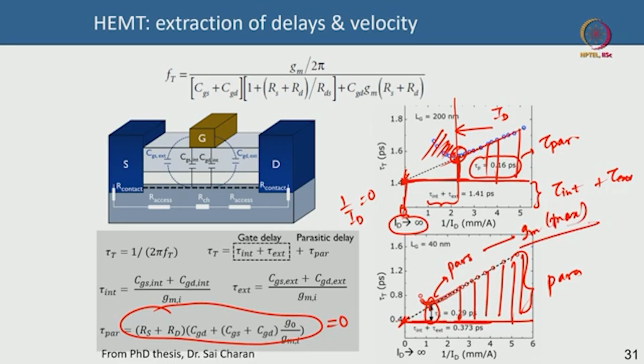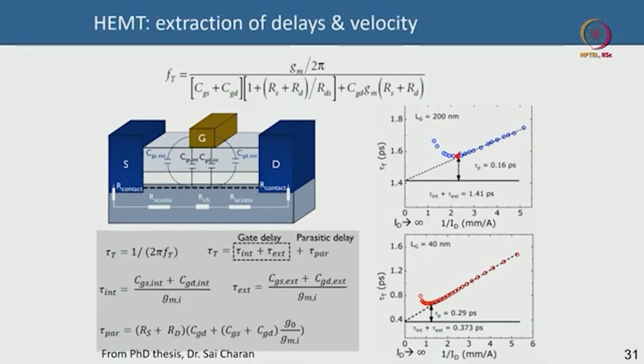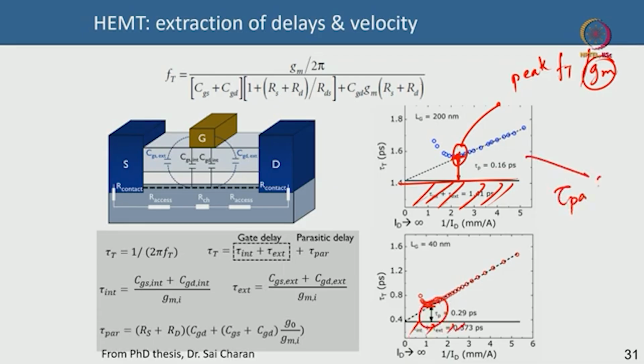You always get the highest FT, or highest cutoff frequency, for a gate bias that gives you the highest GM, more or less. So this minimum point corresponds to the peak FT or peak GM, very close to that. This is your peak GM point. You subtract that from the baseline intrinsic plus extrinsic, and you get the parasitic delay. So now you know the parasitic delay. In this case this is 0.16 picosecond, in this case this is 0.29 picosecond.